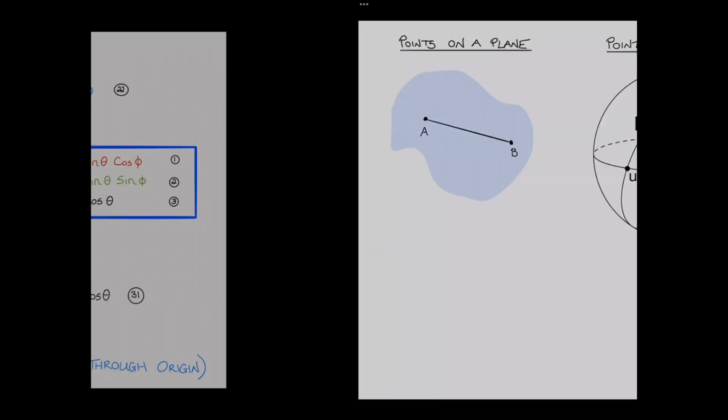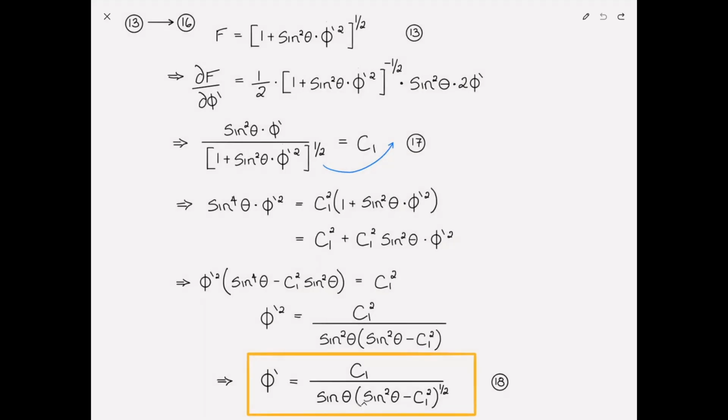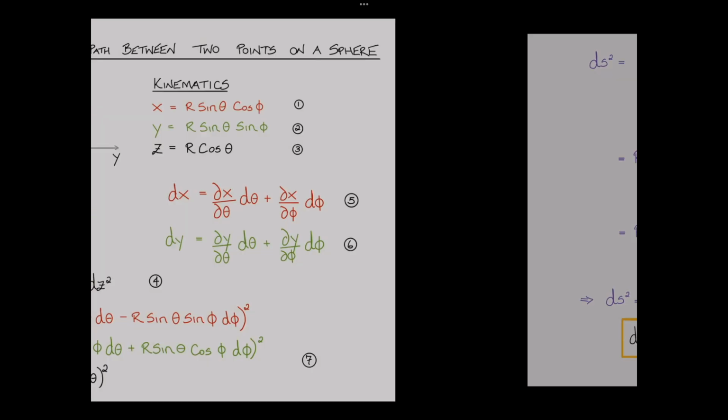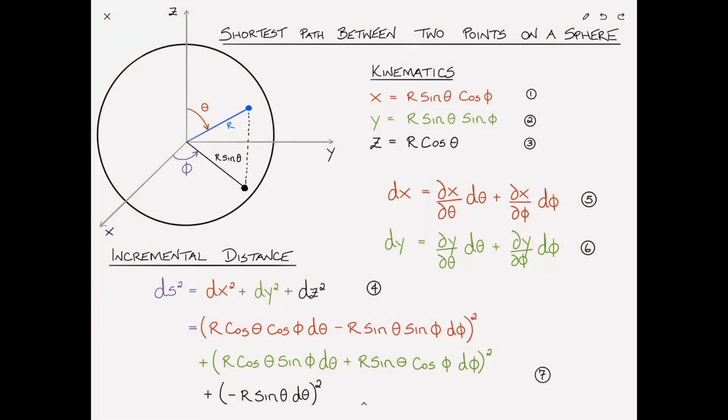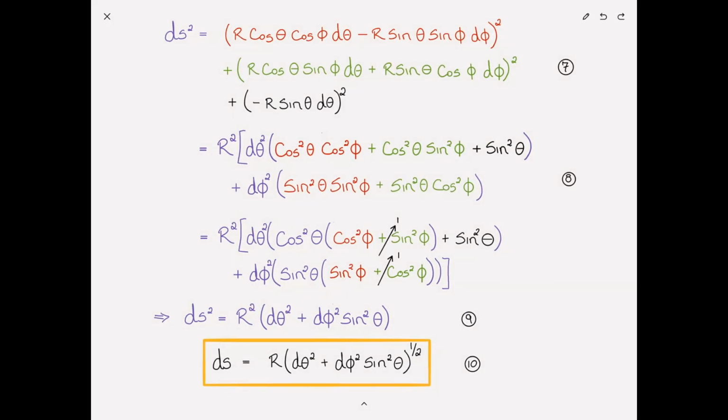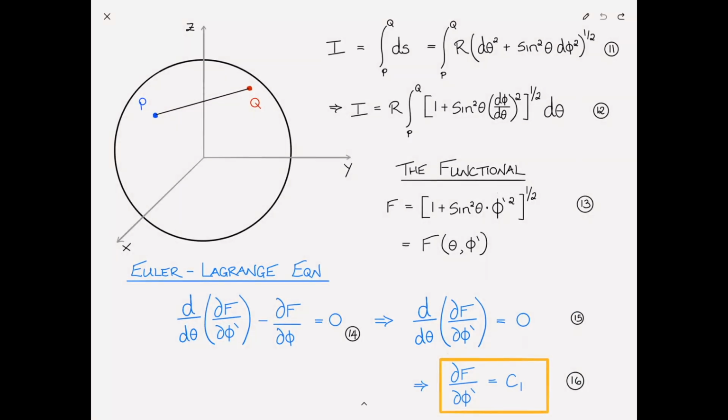Well, that brings us to the end of this video, but before we go, I just want to take it from the top again very quickly so that it can all flow. We started off by defining the kinematics related to a point on the surface of a sphere. Using those kinematics, we were able to come up with a formula for the incremental distance between 2 points on a sphere. From this incremental distance, we were able to come up with an integral for the distance between 2 points on a sphere. Based on the integral, we were able to identify our functional. We then found the correct form of the Euler-Lagrange equation based on the form of that functional.